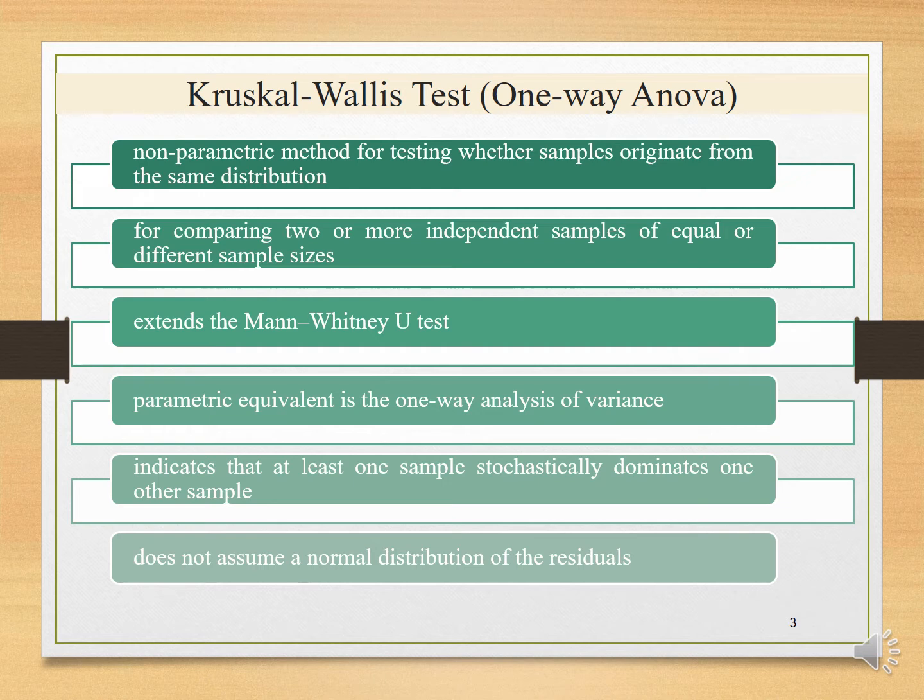If the researcher can make the assumptions of an identically shaped and scaled distribution for all groups except for any difference in medians, then the null hypothesis is that the medians of all groups are equal, and the alternative hypothesis is that at least one population median of one group is different from the population median of at least one other group.